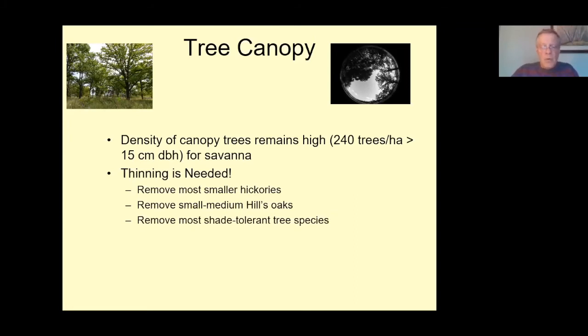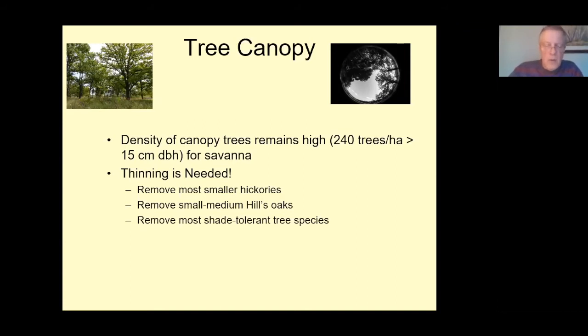In order to restore and preserve the savanna as a model of a high-quality savanna remnant, and with the goal of increasing canopy openness and providing more light, canopy and understory thinning would be beneficial, beginning with the smaller hickories that are persisting in the savanna.